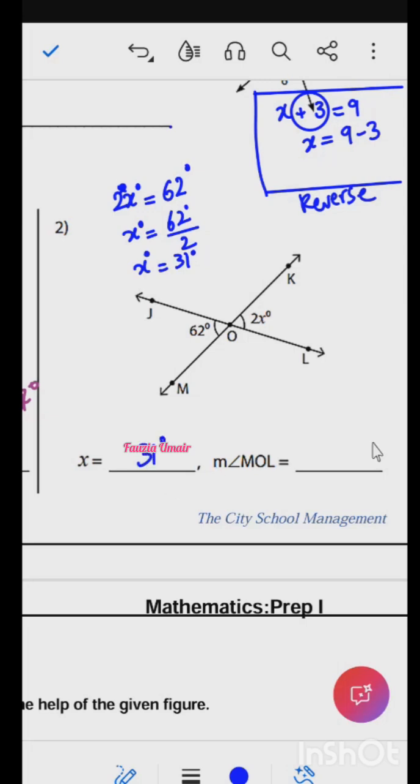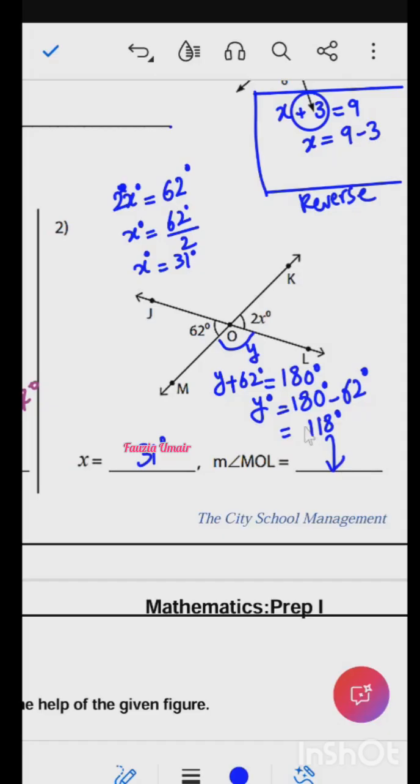X is 31. Now we need to find out MOL. So this is MOL, this angle. Angle on a straight line. Very right. So we'll just write y plus 62 is equal to 180 degrees. And y would be, now see, this plus 62, when it goes to this side of the equation, will be minus 62. Reversed, plus sign changes into minus sign. So what would be the answer? 118 degrees. So that is the answer of this part.